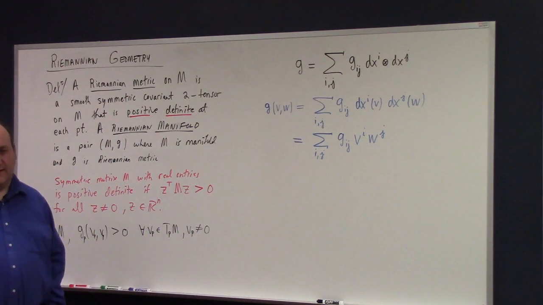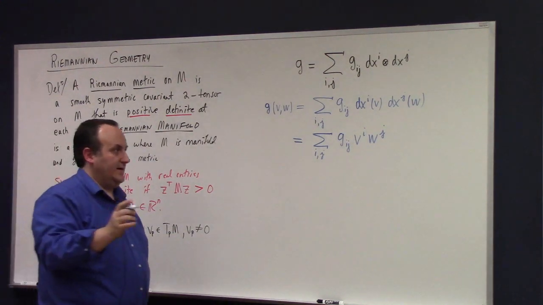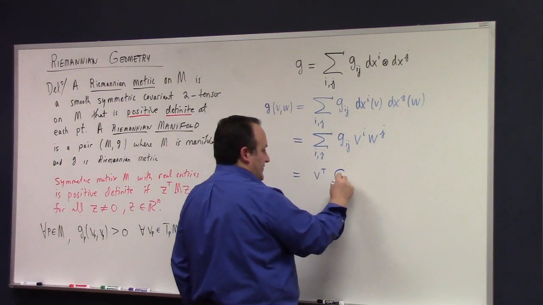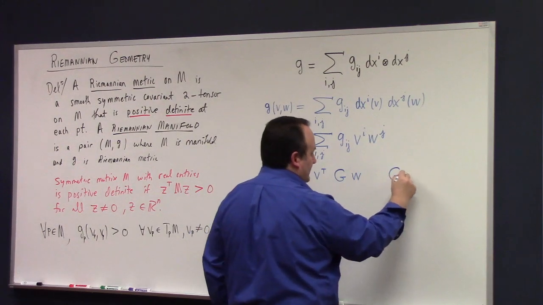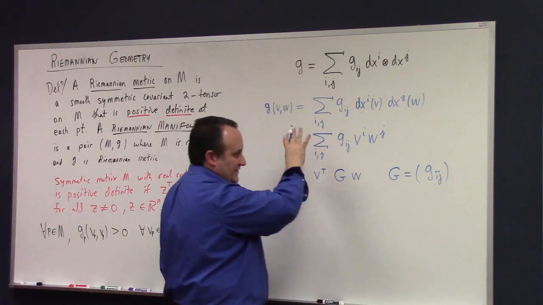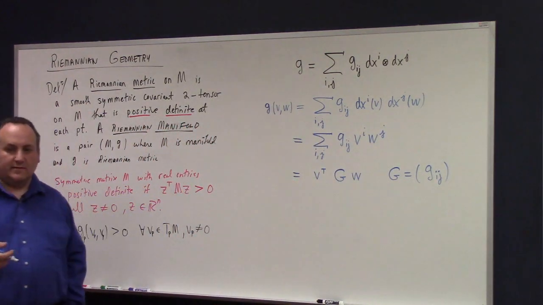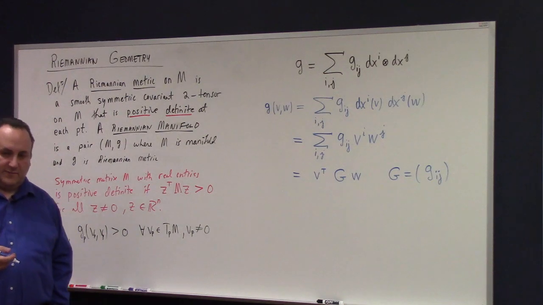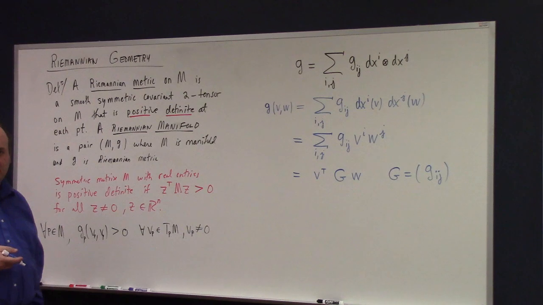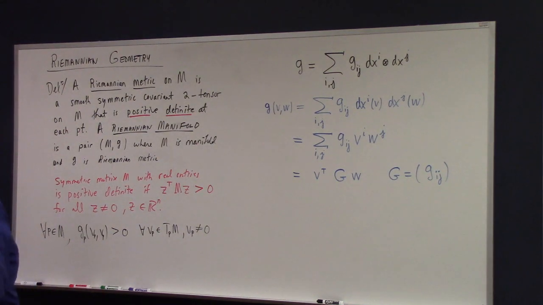So you can look at that as being equal to v transpose times the matrix G times w, where G is the matrix g_ij. We can look at that as a matrix calculation if we want to look at it in coordinates in that way. And so we can talk about the matrix of the form in this way if you wish to. And that would be a positive definite matrix. It would also be symmetric.